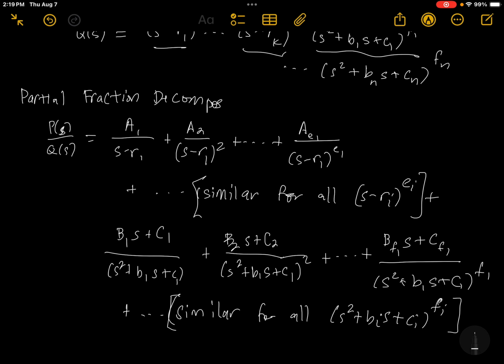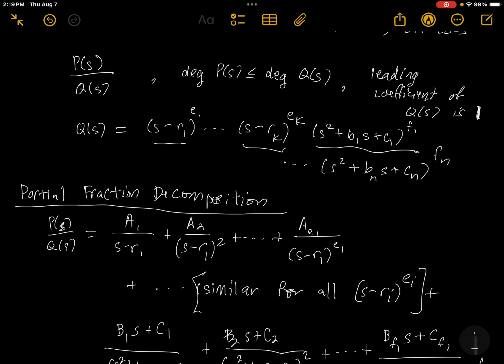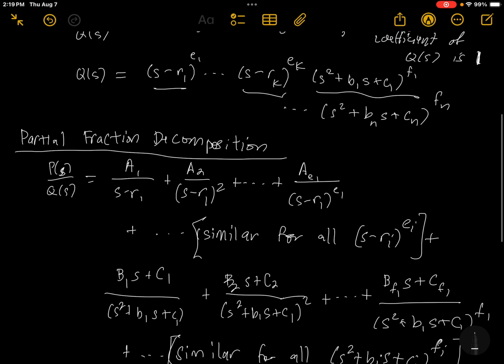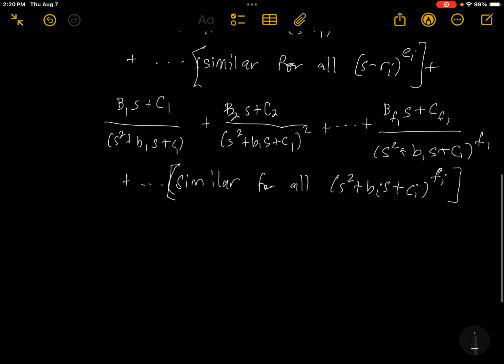Now I know it looks very complicated, but I'm stating the general fact, and we'll do examples that are much simpler than this. But this is the general form for how you can express a polynomial over another polynomial if the degree of the numerator is less than the degree of the denominator. So I just wanted to get the general form out there so that you know what it is. Now let's take a look at some concrete examples.